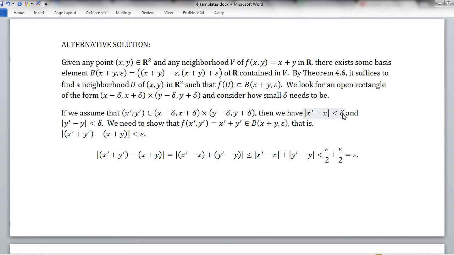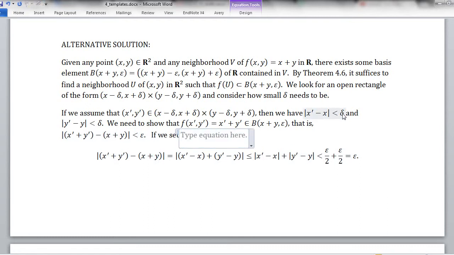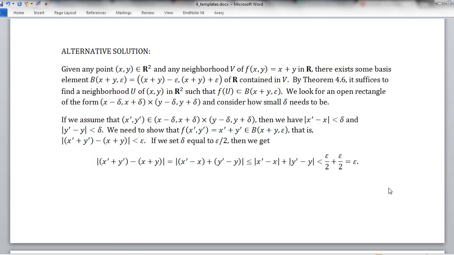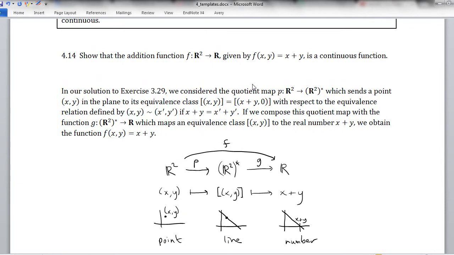Right? If we set delta equal to epsilon over 2, then we get what we need, okay? Because similarly, we had that the distance between y' and y was less than delta, so if delta is epsilon over 2, we get that this term here is less than epsilon over 2, and we're good. All right, so that is the second proof of the statement that this function f is a continuous function.